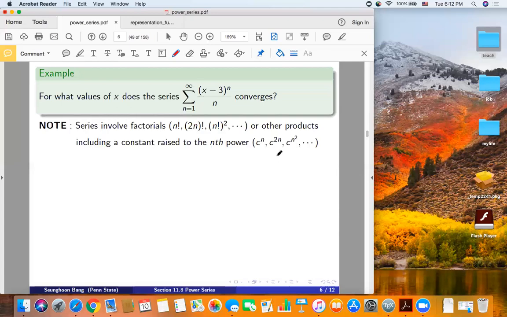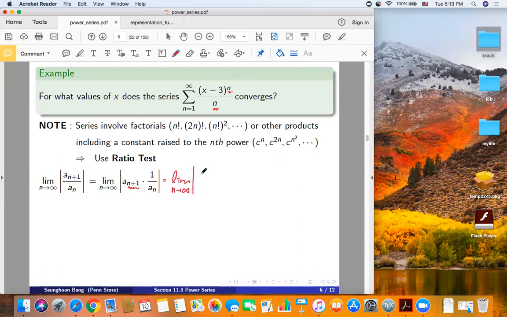Yeah, the same reason. We have c to the n. This x minus 3, this whole thing, is what? It's the c to the n form. You can use the ratio test. So what's that? You can just split: the limit as n approaches infinity of the absolute value of a sub n plus 1 times 1 over a sub n. This is the same as the limit as n approaches infinity. What's a sub n plus 1? You plug n plus 1 into this n.